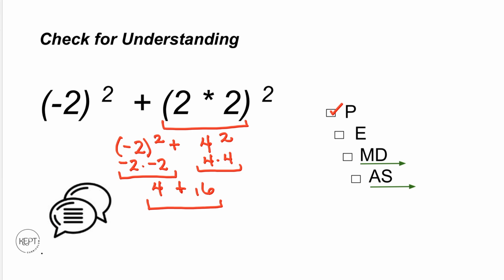So notice on this last one, I did both of the exponents on the same line here, and you're more than welcome to do that. Our last, we don't have any multiplication or division. Our addition and subtraction is last, and that value is also 20. So if you got 20 for this problem, great job.